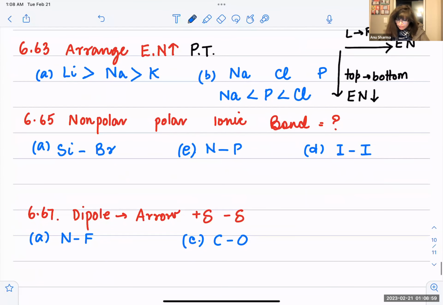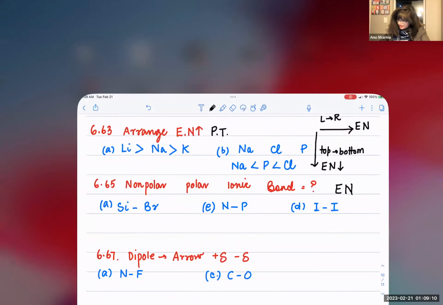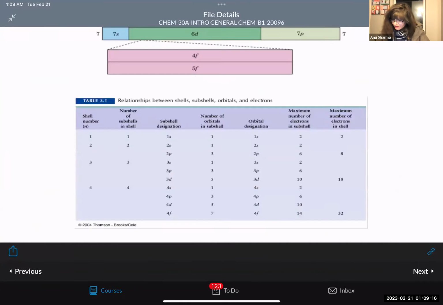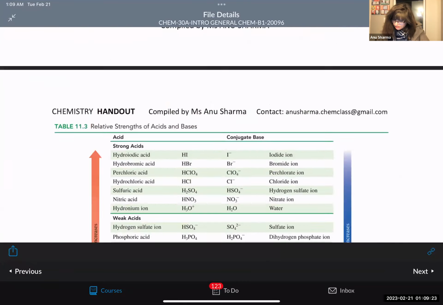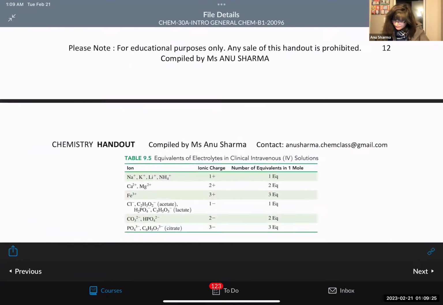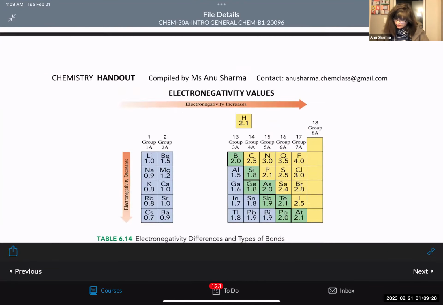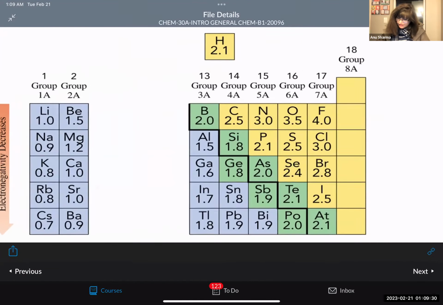Next, we have to look at the bonds, and we're going to tell whether these bonds are polar, ionic, and nonionic. So here you're going to use the electronegativity values that are given in the periodic table. Okay, let's look at that. In the handout, we have the electronegativity values of these elements. Okay, these are the electronegativity values.